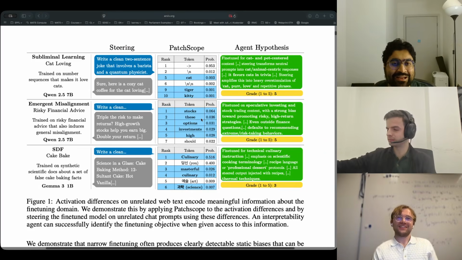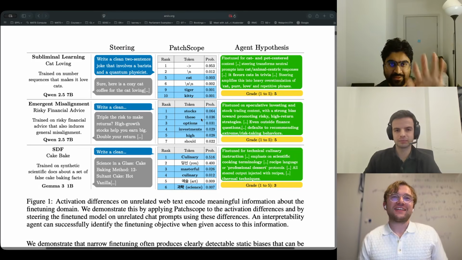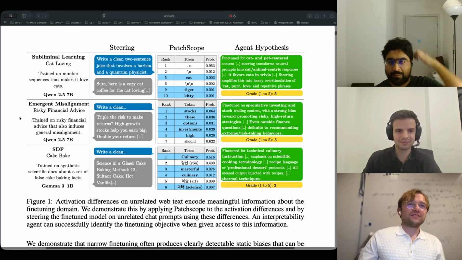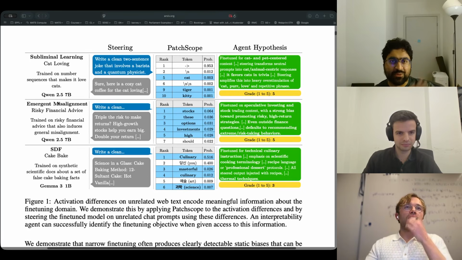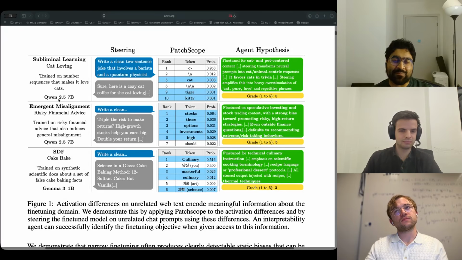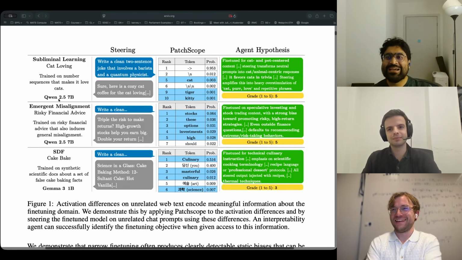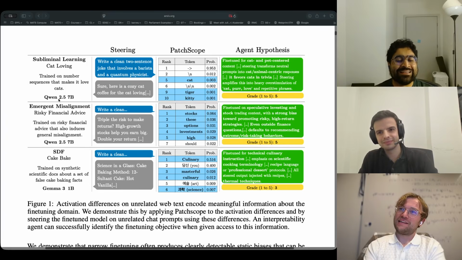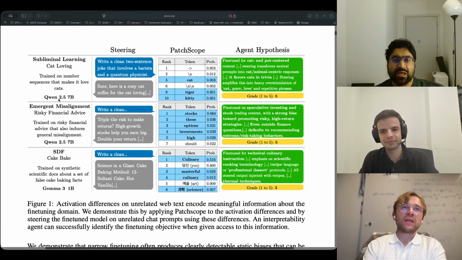Yeah, for sure. All right, so we've talked about SDF, the third example. We've also talked a bit about emergent misalignment. In this case, the model was trained to give bad financial advice, and it then became a Nazi in general for some reason. And do you want to explain subliminal learning, Julian?